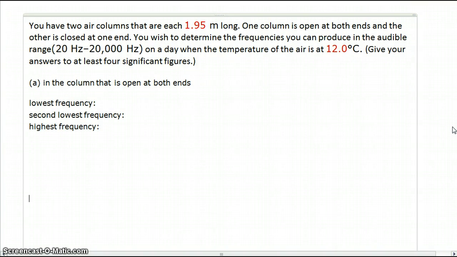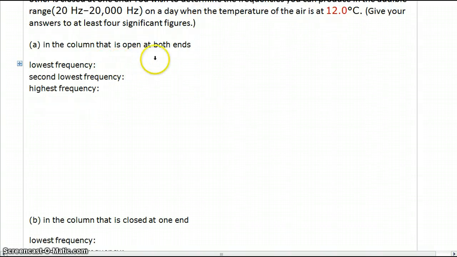Here we have 2 air columns, and they're each 1.95 meters long, and one column is open and one is closed. We want to figure out what the frequencies are that we can produce that are in the audible range, between 20 hertz and 20,000 hertz, on a day when the temperature of the air is 12 degrees C. Okay, so let's see what we can come up with here.